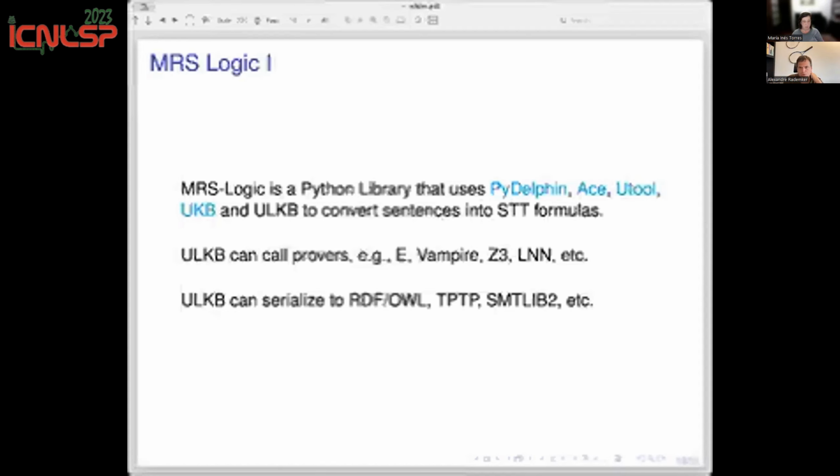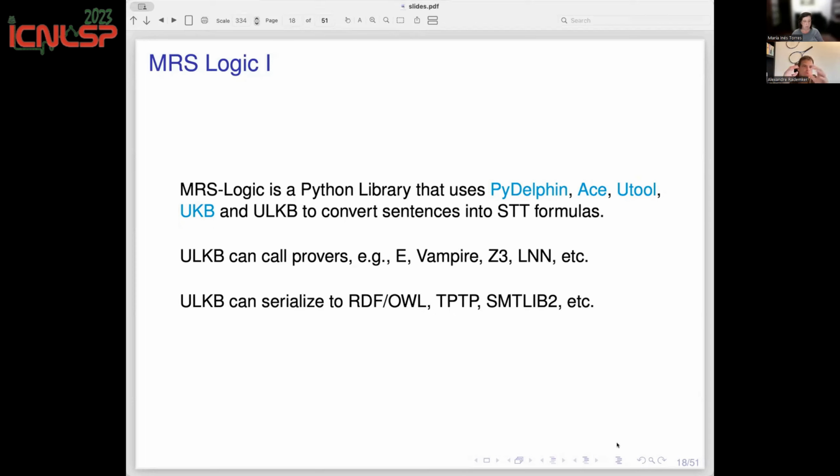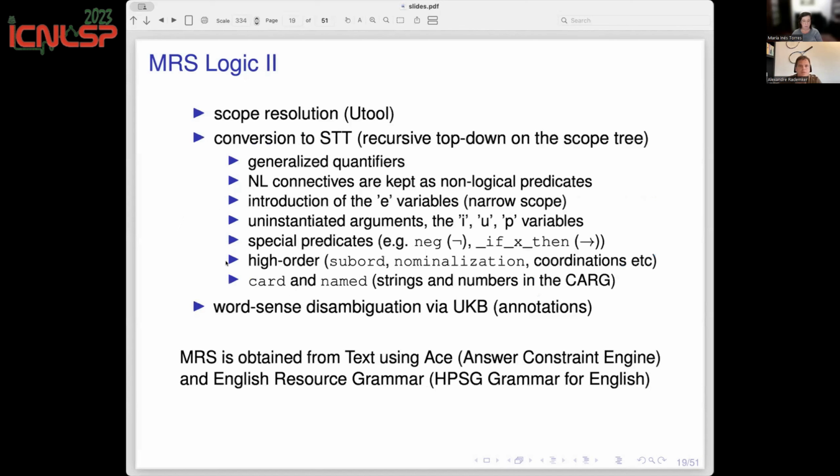We're also using U2 to deal with the quantifiers, the scope resolution of the quantifiers, and UKB to deal with word sense disambiguation. Once we have the ULKB formula, ULKB is also able to talk with provers like E-prover, Vampire, Z3, and many different provers. And it's also able to serialize the formulas to different formats.